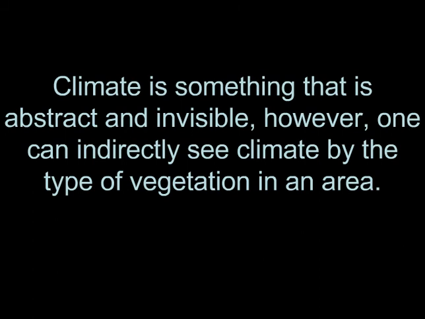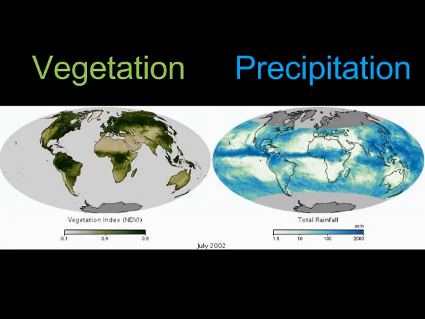I came across this quote and I found it useful because we've been essentially talking about invisible things for the most part this semester. Things like insolation and the electromagnetic spectrum. But for once, with climate, we can actually see the impact in the type of vegetation that is found underneath the climate region. So climate heavily influences vegetation, which can be observed here when we look at total rainfall on the right and vegetation on the left.